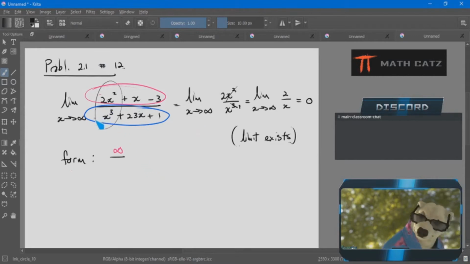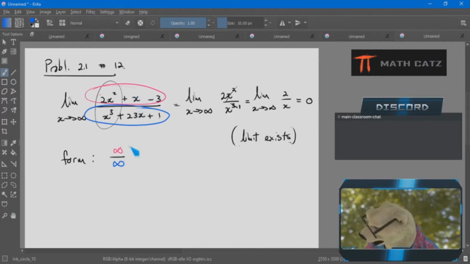How does the blue polynomial behave? Just on its own, as if it was a completely separate question. Well, its leading term is x cubed. X goes to infinity, so it'll go to infinity as well. Infinity. So now I see that the interaction of these two pieces is they're both increasing in size.